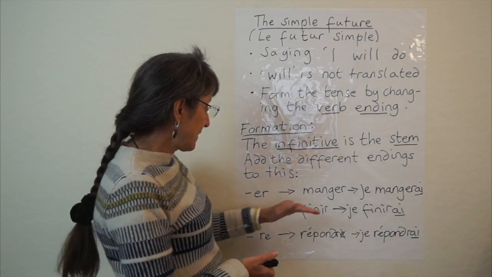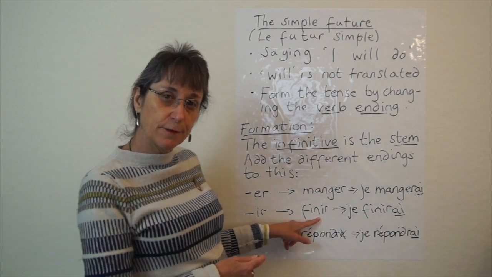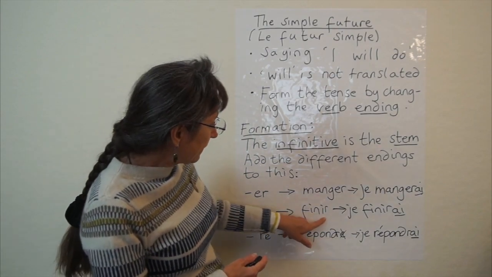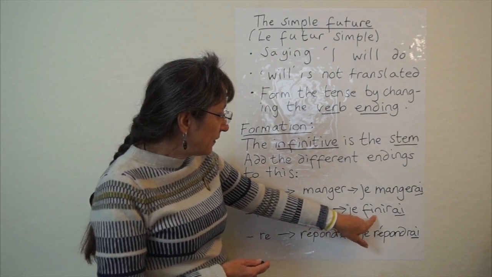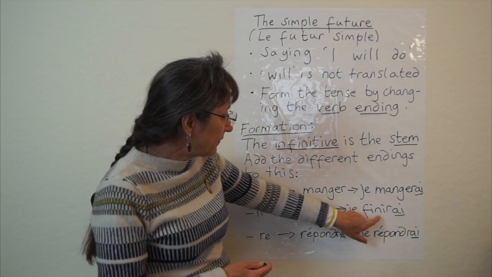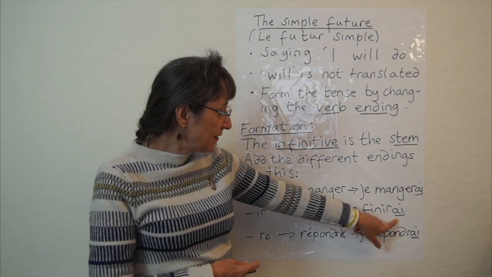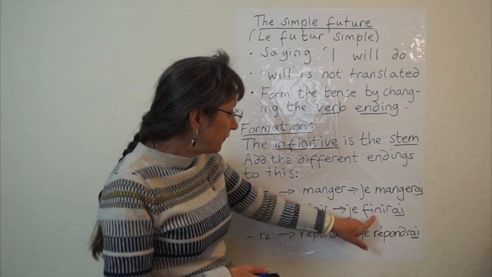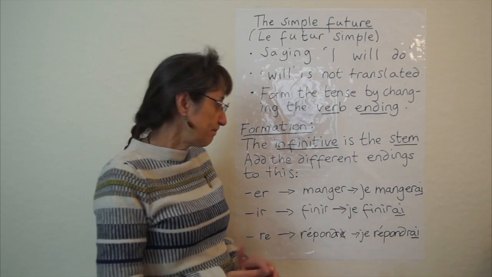Okay? Same thing again for IR verbs. So you take your infinitive of the verb, finir. So you have je, your subject pronoun, your stem, the infinitive, finir, and then you add the same ending to it. Okay? So je finirai would mean I will finish.